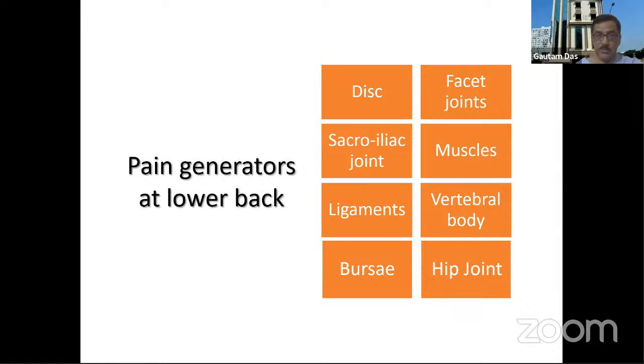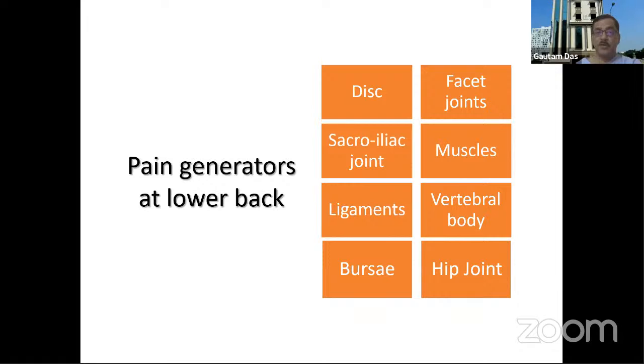The sacroiliac joint is the third common cause. Myofascial pain is the fourth common cause, or maybe, as some recent literature tells, muscle pain can be the commonest. Then comes the ligament, then the vertebral body, a lot of bursas, the ligaments, and the hip joint is also there. The hip joint must also be included in the evaluation of the back. All these things I'll be quickly going into, discussing very briefly the normal anatomy and then the pathological process, and how those pathological conditions present clinically.